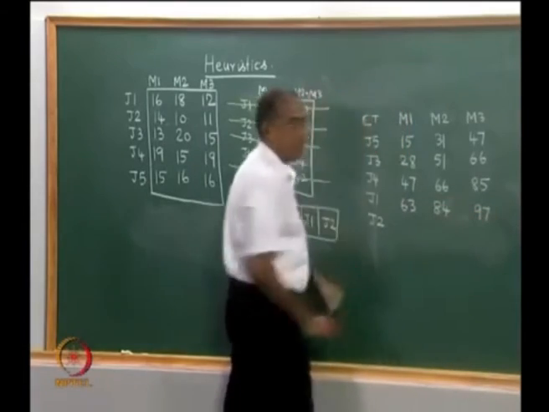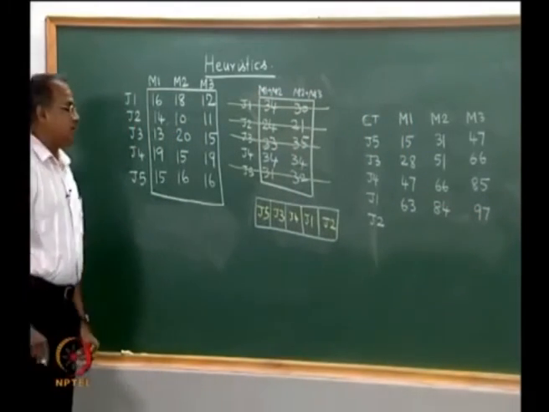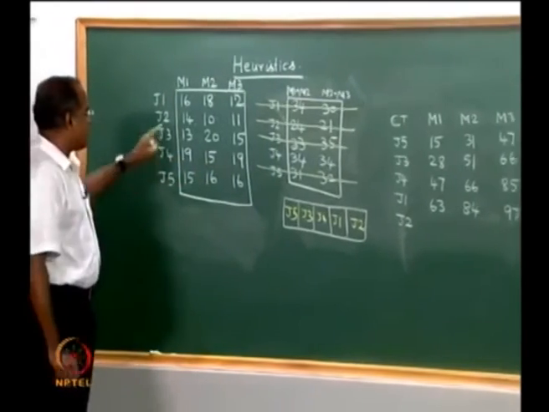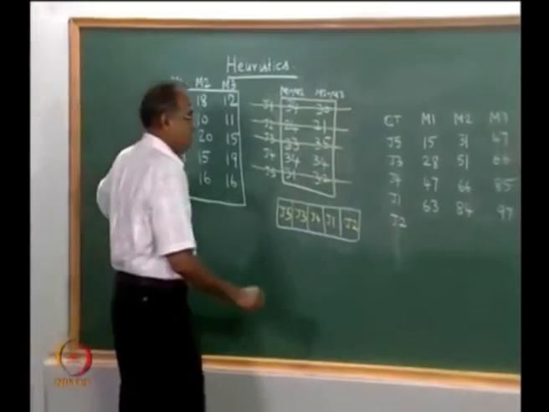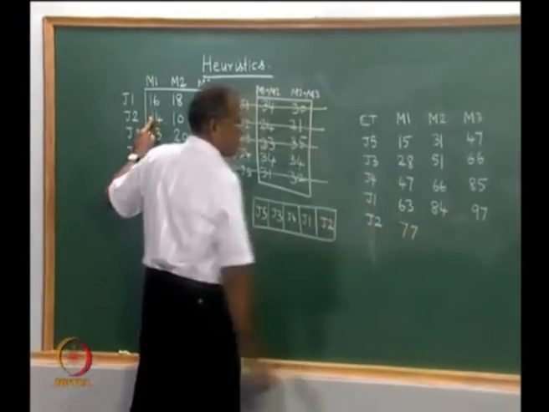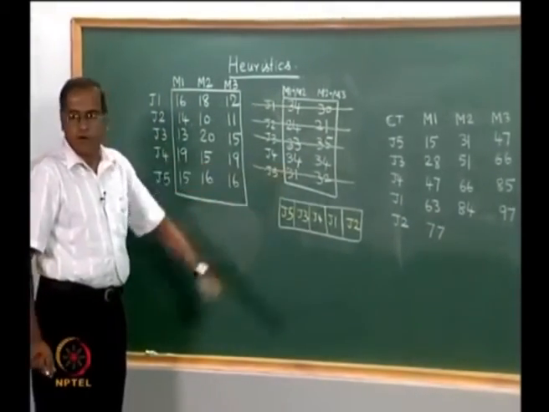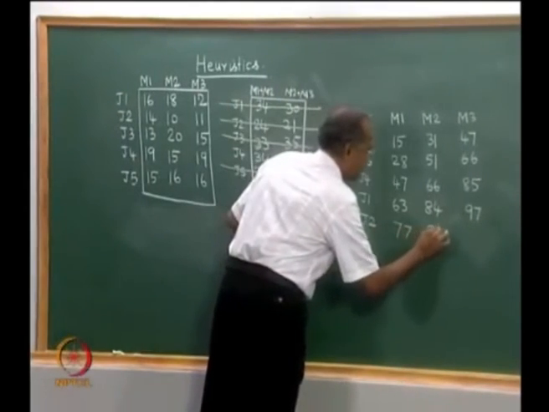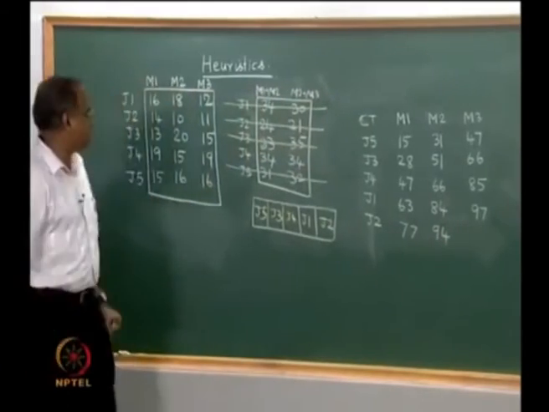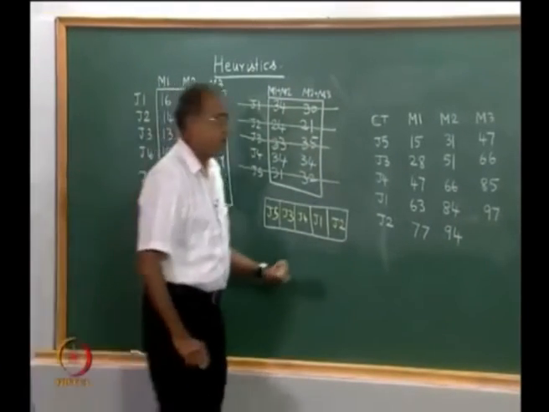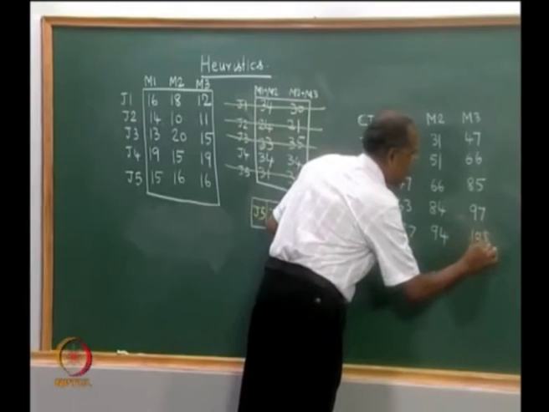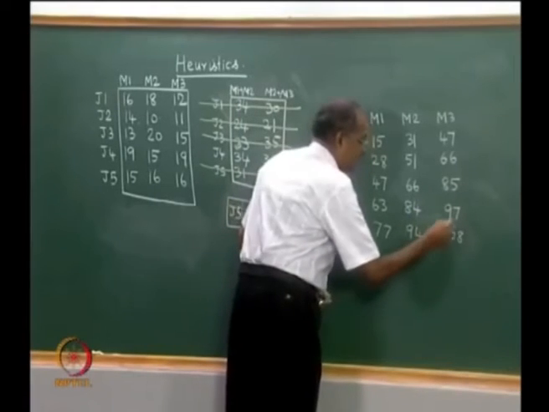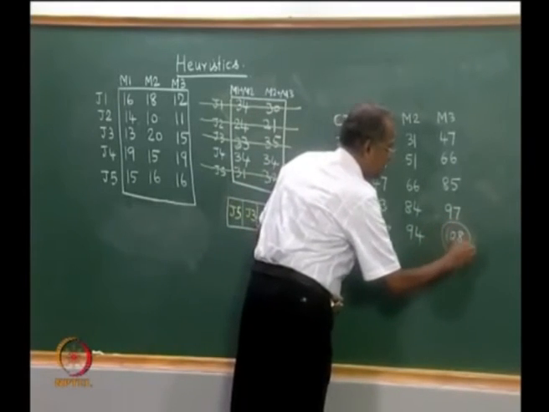comes out at 97. Now J2 is the last job, it can go to M1 at 63, starts at 63, takes another 14, so finishes at 77, waits till 84 for M2, takes another 10, so 94, waits till 97 on M3, takes another 11, so gives us a solution with 108. So the make span associated with this sequence is 108.